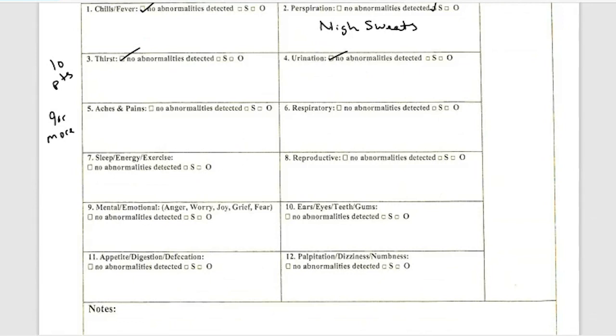Urination, no abnormalities detected. Aches and pains, we talked about the left shoulder pain, that stabbing pain, right? So we can put C above, but I still want you to check the box, subjective. Respiratory, no, my breathing is fine. But let's say you can actually hear them wheezing. I hear you wheezing a little bit. It's objective. You noted it, correct?